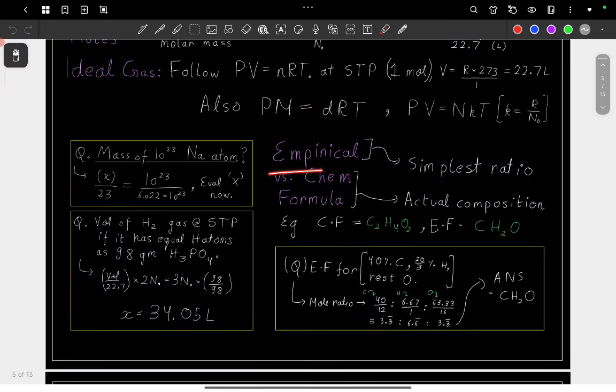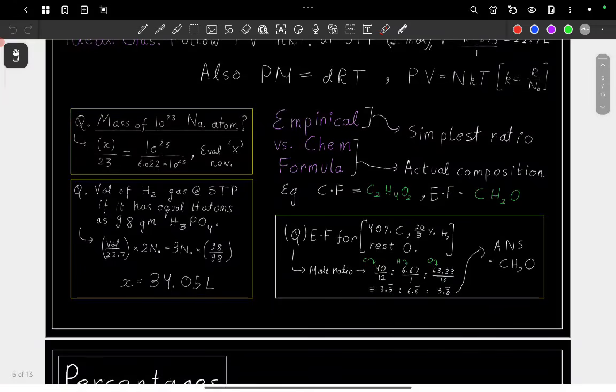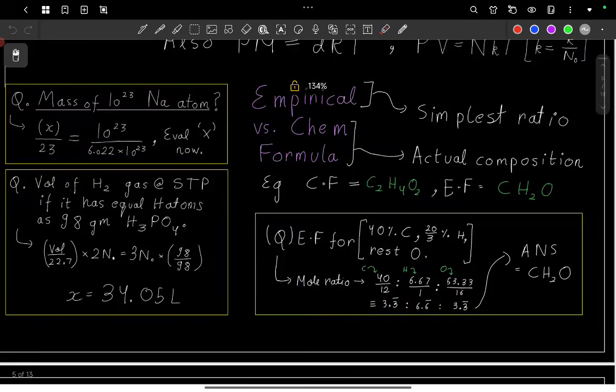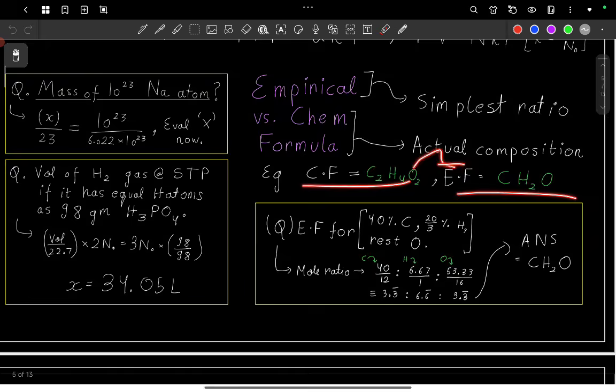Now let's see empirical versus chemical formula. Well, empirical formula is the simplest ratio of the number of atoms in any compound. For example, this is the chemical formula of glucose, but if I were to write its empirical formula, it will be CH2O. Why? Just divide everything by 6. It is the simplest whole number ratio of the atoms in a compound, and chemical formula is the actual composition. Similarly, if this is the chemical formula, its empirical formula becomes this.